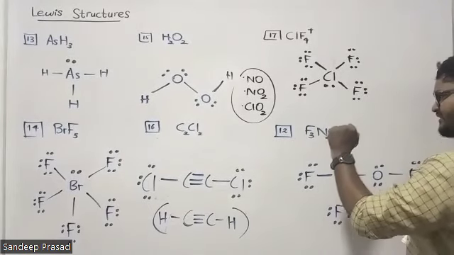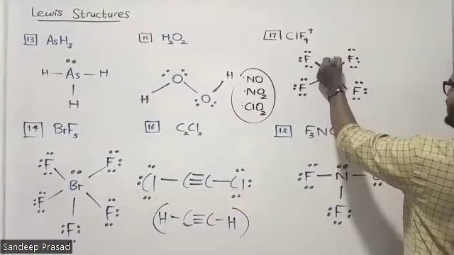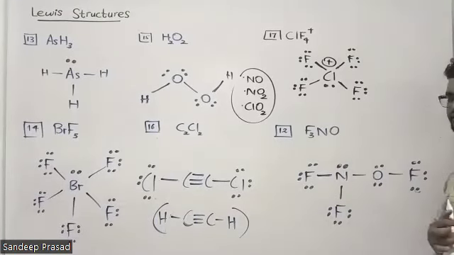Chlorine contains 7 electrons. 1, 2, 3, 4, 5, 6. 1 electron is removed. Therefore, the positive charge belongs to chlorine. Can you understand? So this is the Lewis structure for ClF4 plus, the chlorine tetrafluoride ion.